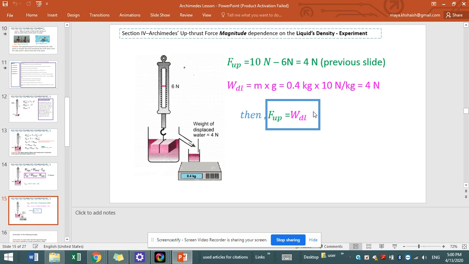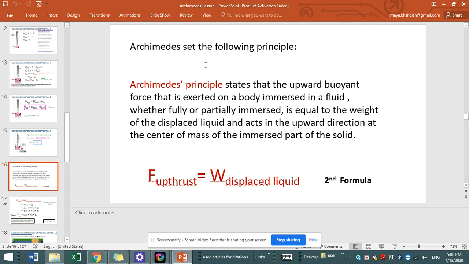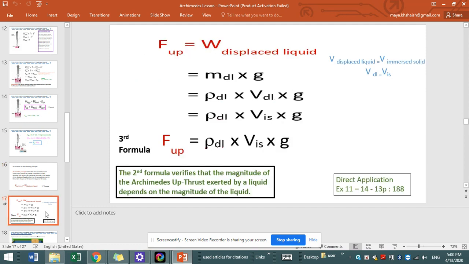So Archimedes says that an object immersed in a liquid is subjected to an upward force whose magnitude is equal to the weight of the displaced liquid. Archimedes said the following principle. Again, Archimedes' principle states that the upward buoyant force that is exerted on a body immersed in a liquid, whether fully or partially immersed, is equal to the weight of the displaced liquid and acts in an upward direction at the center of mass of the immersed part of the solid. So this is the second formula that allows you to calculate the upward Archimedes force.